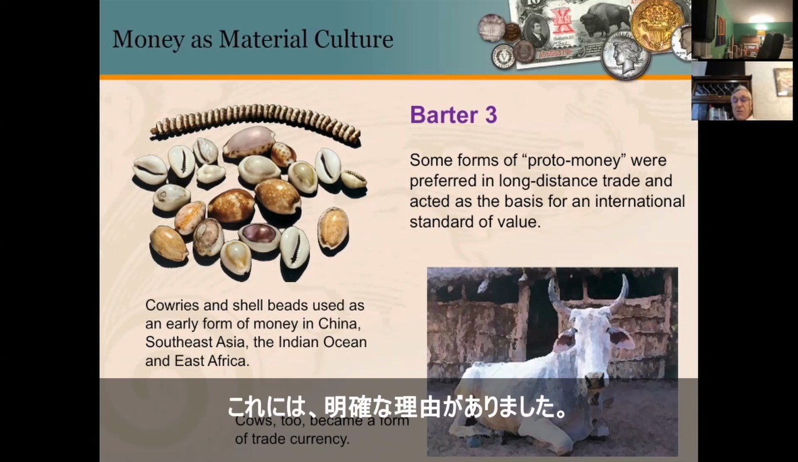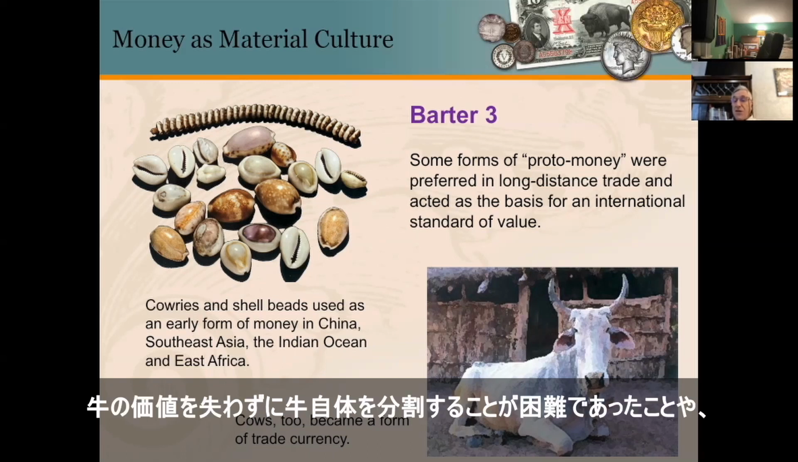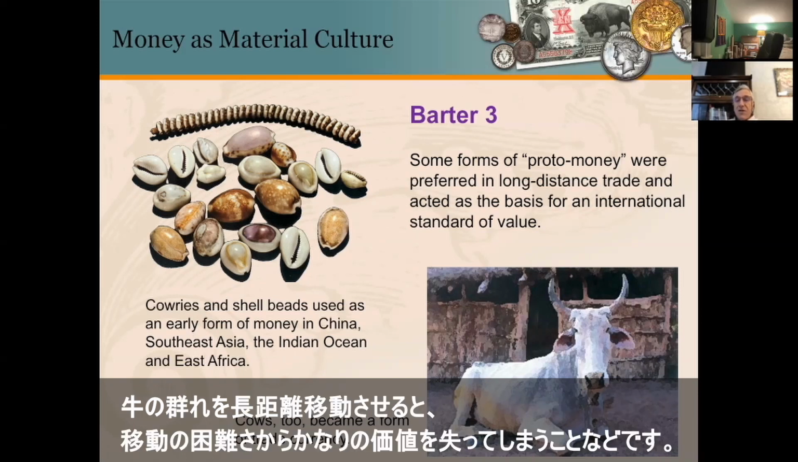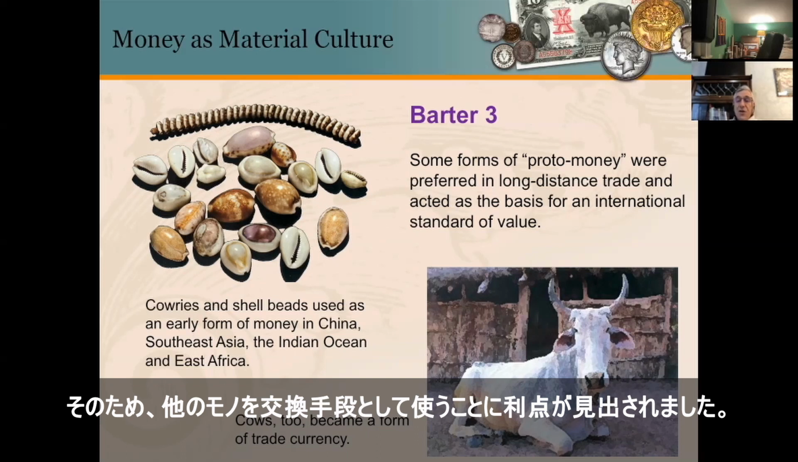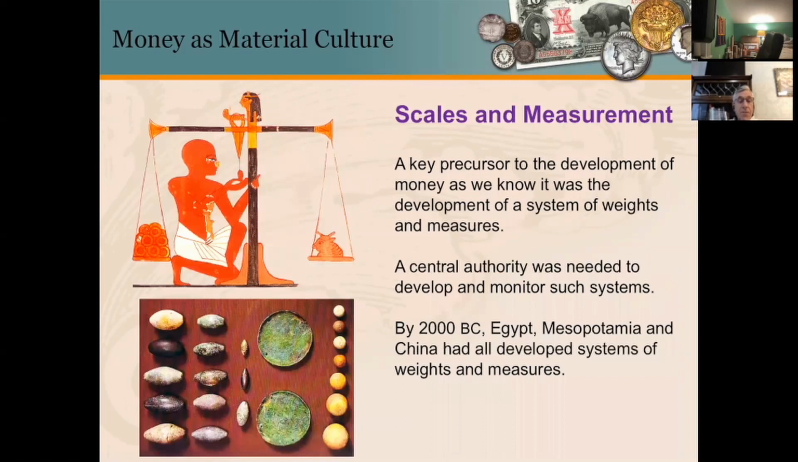Some of this was for obvious reasons. It was difficult to divide a cow without losing value, or if you moved a herd of cattle over a large distance, perhaps they would lose a considerable amount of their value from the hardships of the road. So there were advantages to using other types of objects instead of cattle as a medium of exchange.